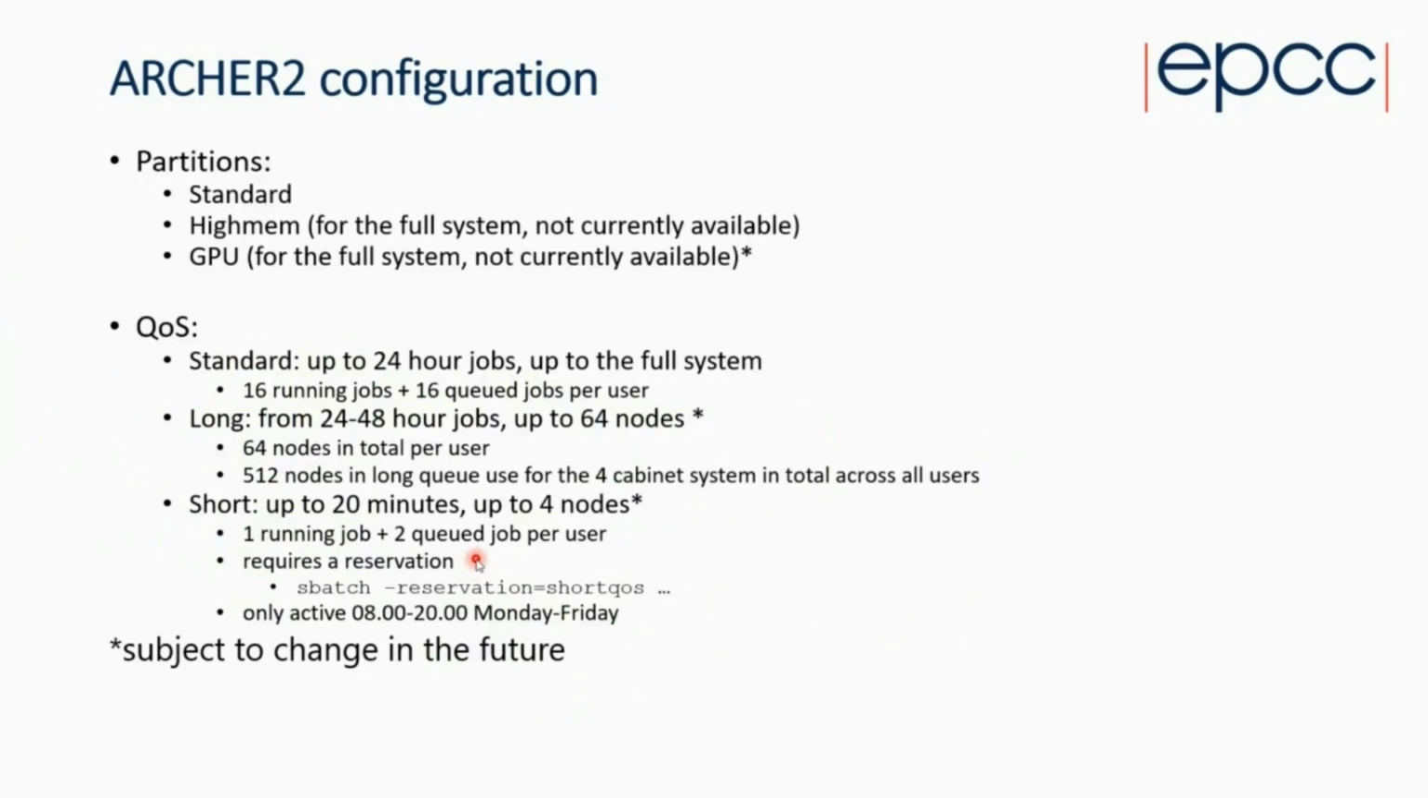So I should say the caveats to this are the partitions that are not currently available may change in the future. So the definition and how they're included, particularly the GPU one, but also the high memory one. And then these resource limits we have on the long and the short queue, so 64 nodes on the long queue and 4 nodes on the short queue, may change in the future as well. So we would expect on the large system that these would be bigger, but we have nothing confirmed on that at the moment.